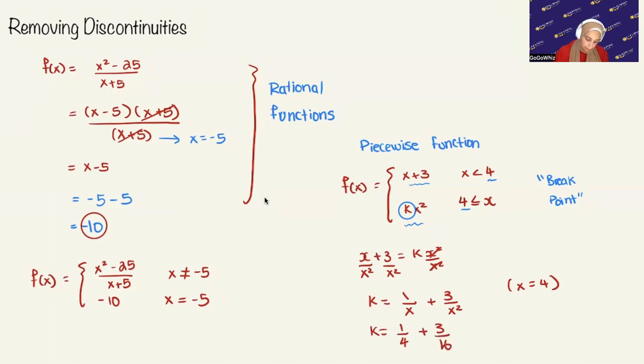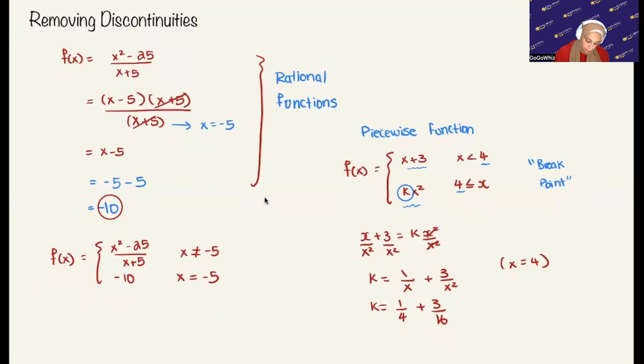Okay, I can simplify this further. I can say k is equal to, multiplying by 4, 7 over 16. And this is the k value that would make this function continuous at x is equal to 4, and therefore continuous everywhere else, right?